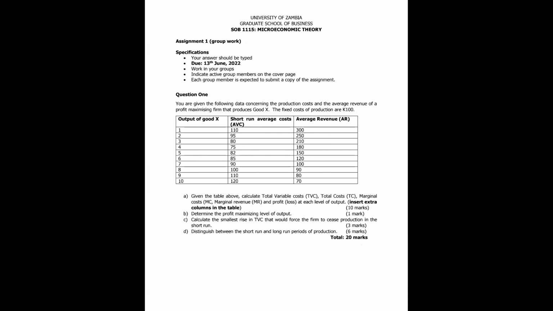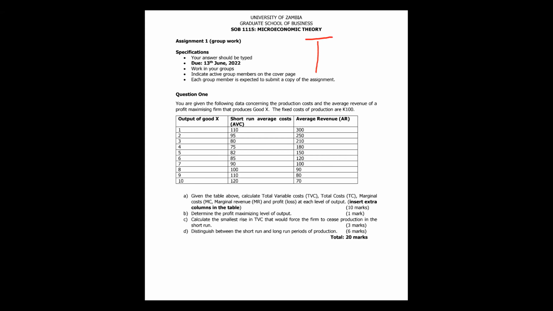Question number 1. You are given the following data concerning the production costs and the average revenues of the profit maximizing firm that produces good X. The fixed costs are fixed at 100. So have you heard the fixed costs have been given? The fixed costs are 100 kwacha. And you know that the fixed costs don't change with the level of output, which means if you are to form the column for fixed cost here, it will be just 100, 100 up to down here, because they are fixed costs.